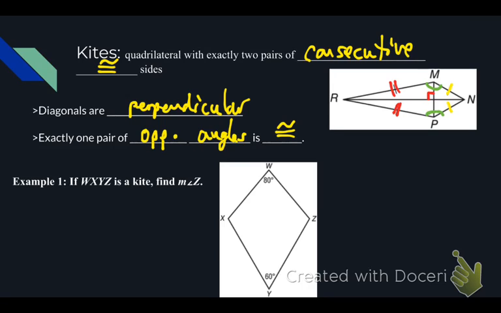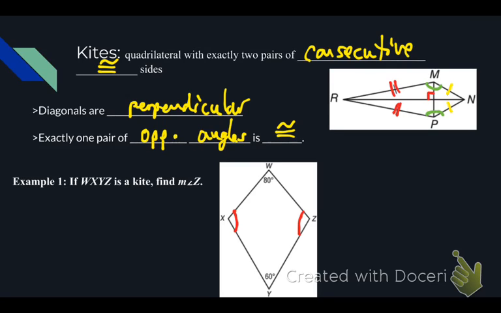Okay, so a quick example using that. We have a kite. We have an 80 and a 60 marked there. Obviously, those are not congruent. But if those aren't congruent, then think about this. Angle X and Z would have to be congruent, right? Because it's a kite.